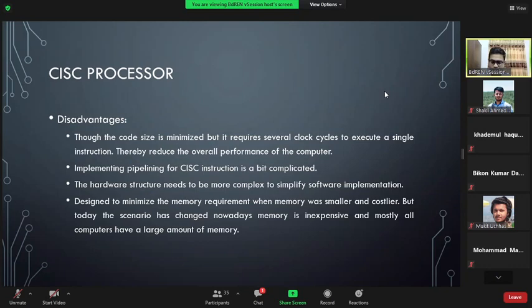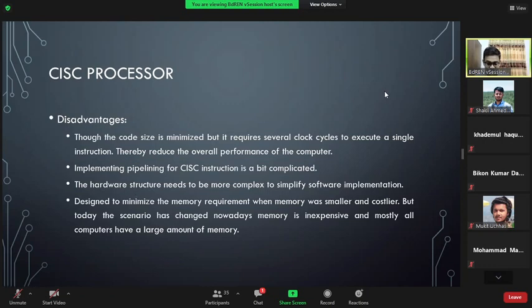So the same thing, at that time memory was not that easy to get or that cheap. So whenever this CISC processor was designed, it was designed to use a smaller amount of memory. That's why the code is so complex, so that it can be squeezed into a smaller memory size. But nowadays we have a very large amount of memory. We don't have any problem with memory. So that's why this kind of processor is not that popular nowadays.